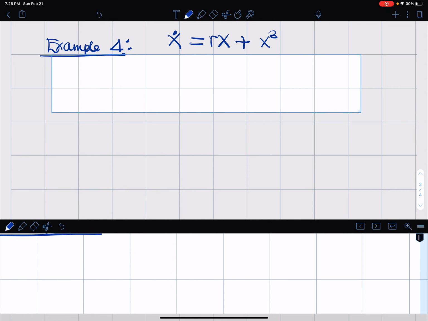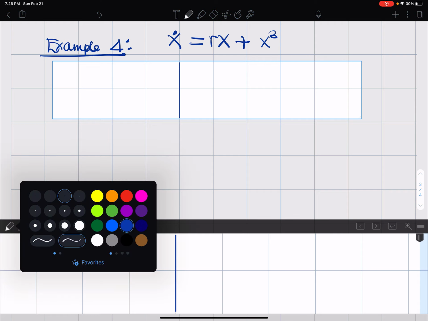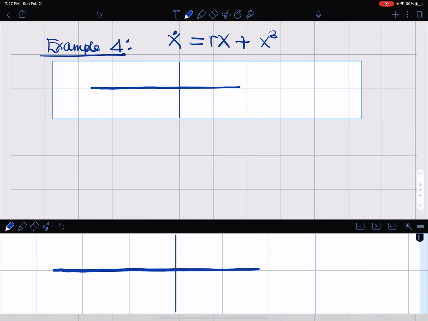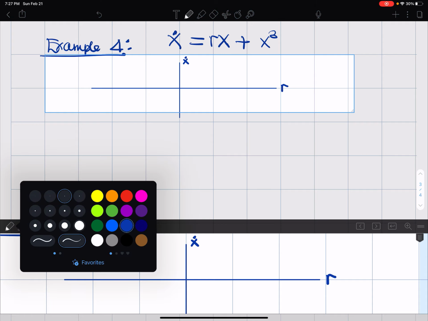Let's go with green. With that, let's go with blue. I'm winging it here, but I think it's going to be right. So let's see. Okay, so this is your x dot axis. This is your r axis. Let's go with black.